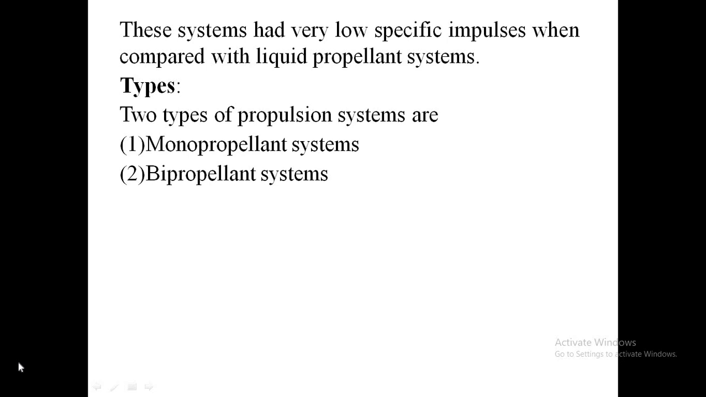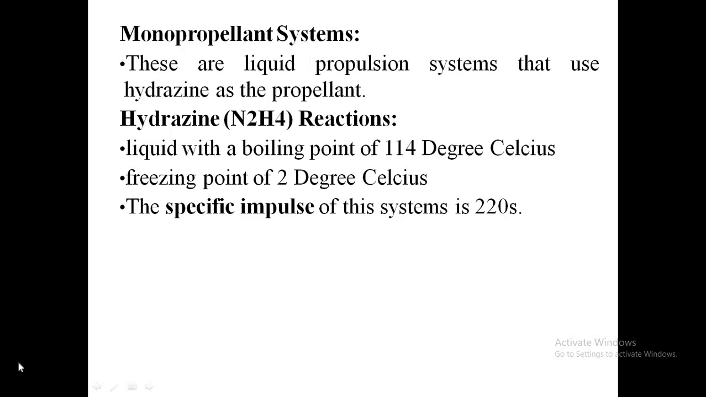These systems had very low specific impulses when compared with liquid propellant systems. And the two common types of propulsion systems are monopropellant systems as well as bipropellant systems. Monopropellant system. These are liquid propulsion systems that use hydrazine as the propellant, a liquid with a boiling point of 114 degrees Celsius and freezing point of 2 degrees Celsius, and a specific impulse of such systems is 220 seconds.